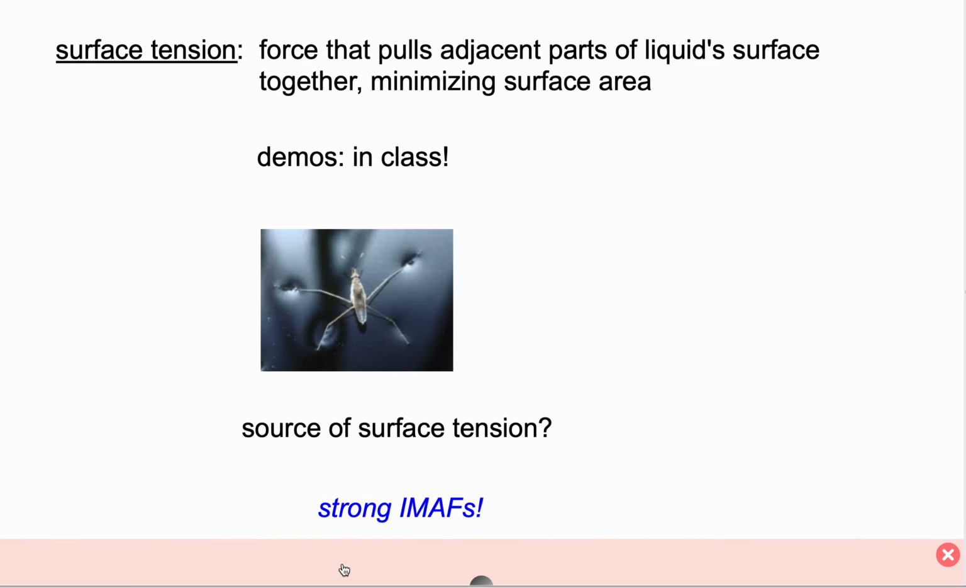What is the source? As I said, very, very strong intermolecular attractive forces. And as we'll talk about in great detail, with water, that is hydrogen bonding. That is the particular type of intermolecular attractive force that gives water such unique properties.